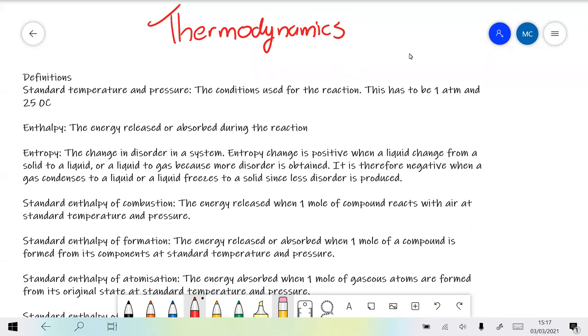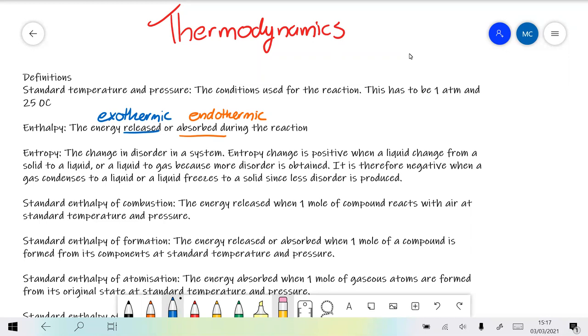Then we have the terms enthalpy and entropy. Enthalpy is the energy released or absorbed during a reaction. If energy is released, a reaction is said to be exothermic, and if the energy is absorbed, it would be endothermic. So absorbed, it's endothermic. Released, it's exothermic. This is very important.